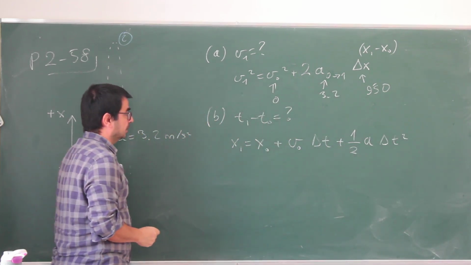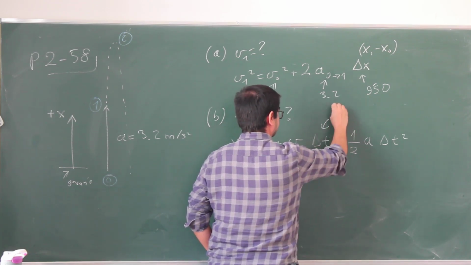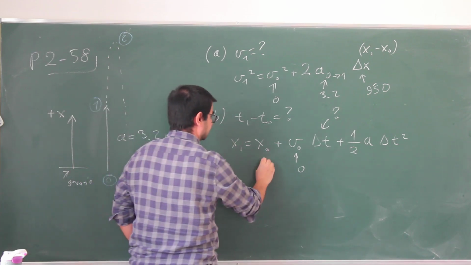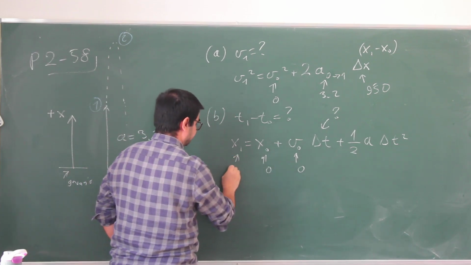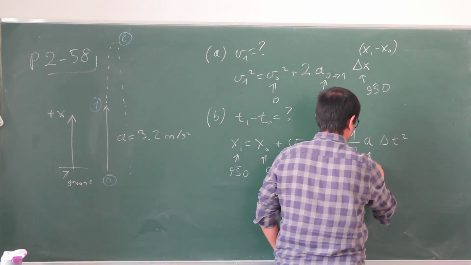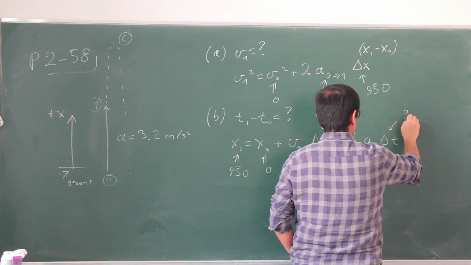Now again, this one is going to be 0. This is what I'm looking for, this is t1 minus t0. This one is 0, I start at the origin. This one is 950. And the acceleration is going to be 3.2. And that's, again, what I'm looking for.